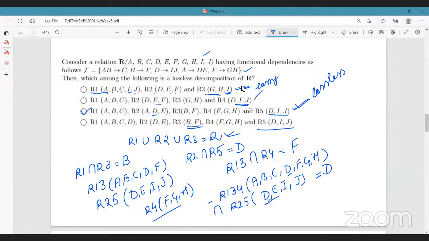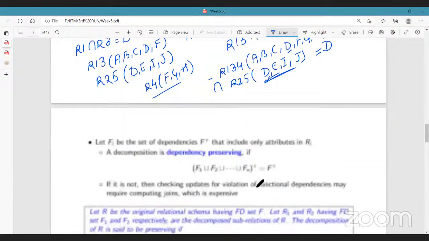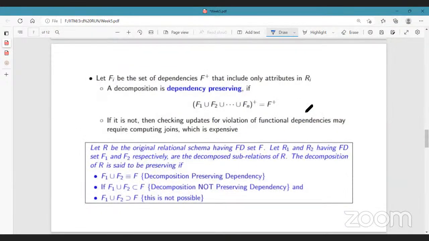So it is not a super key in any of the relations, right? Yes, ma'am. So by that we can say that it is a lossy decomposition. Any doubts in lossless decomposition, anyone? No, ma'am. Okay, so we'll head to dependency preserving.